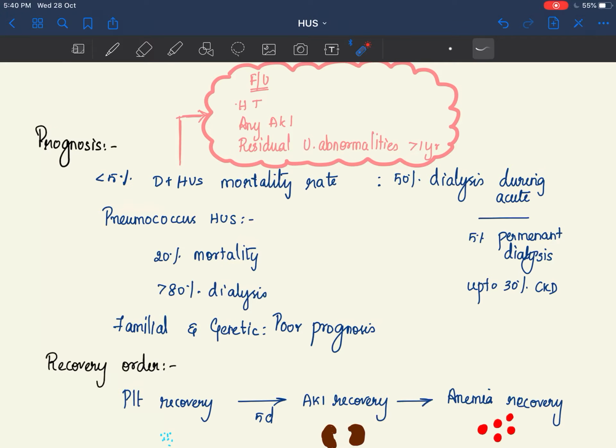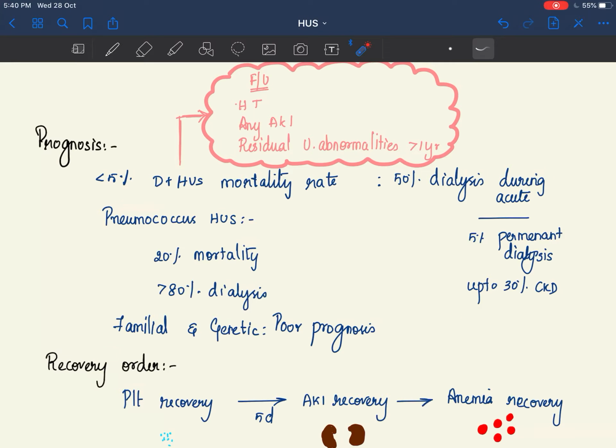Okay, let us finish off D plus HUS. Less than 5% have mortality. During the acute phase of illness, 50% may require dialysis and they usually recover. Only 5% of them go on to require permanent dialysis, and up to 30% can go on to have CKD, chronic kidney disease.